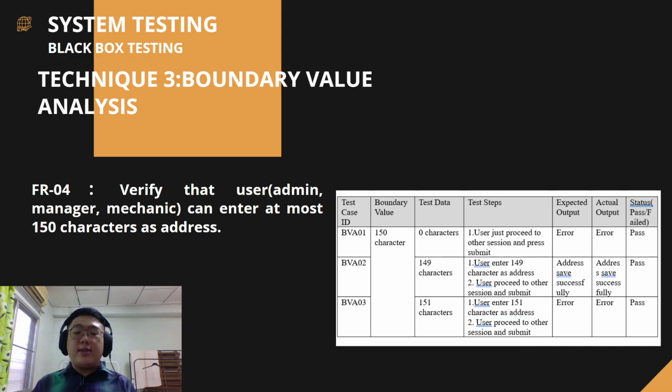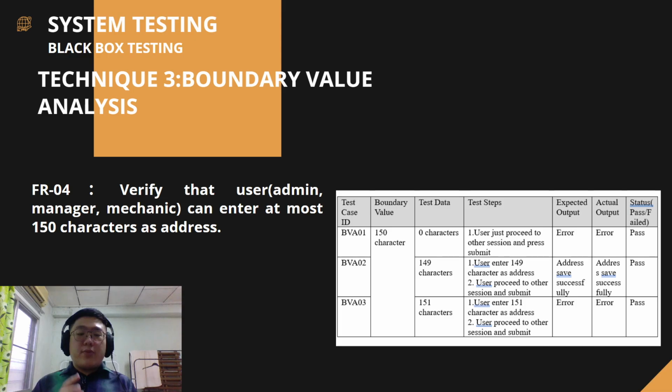submit the data since there's an error because there cannot be 0 characters. The second test case will be 149 characters, which is almost the limit but not past the limit. The user enters 149 characters as address and clicks submit. The address is saved successfully because it's not passing the limit. But for the third one, it will be 151 characters. The user enters 151 characters as address, but in the end the user is unable to submit the data since the address is past the limit, so they are unable to save.